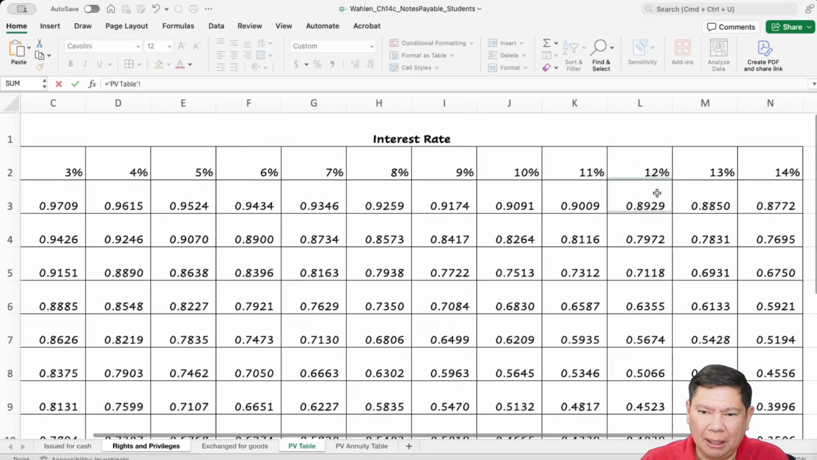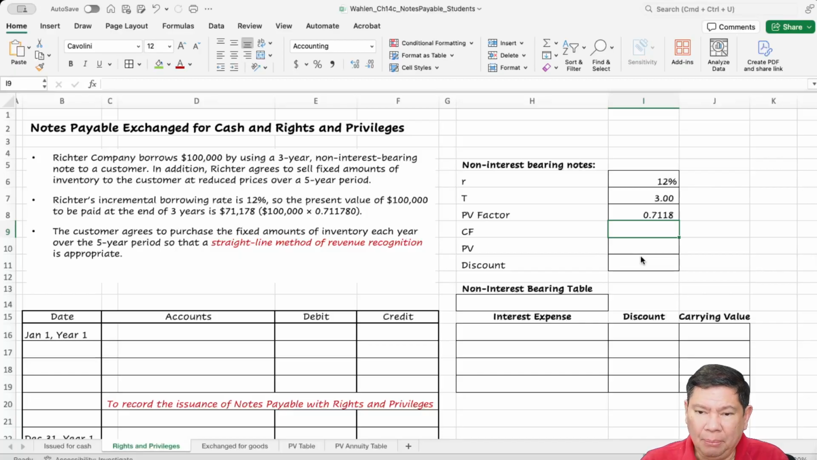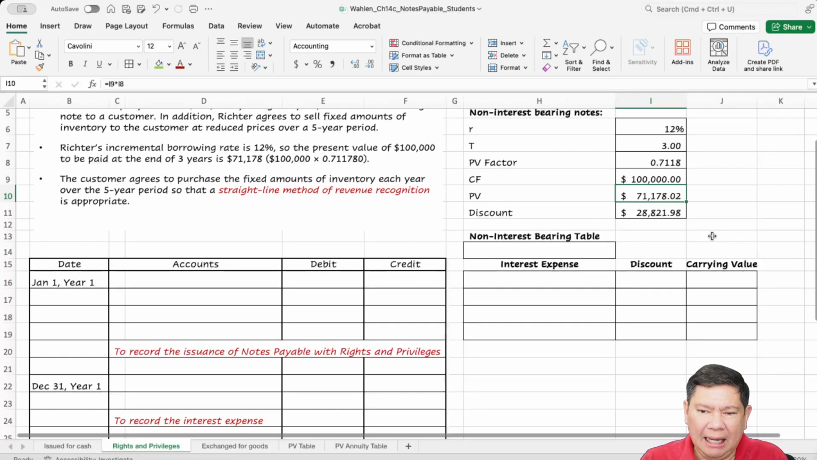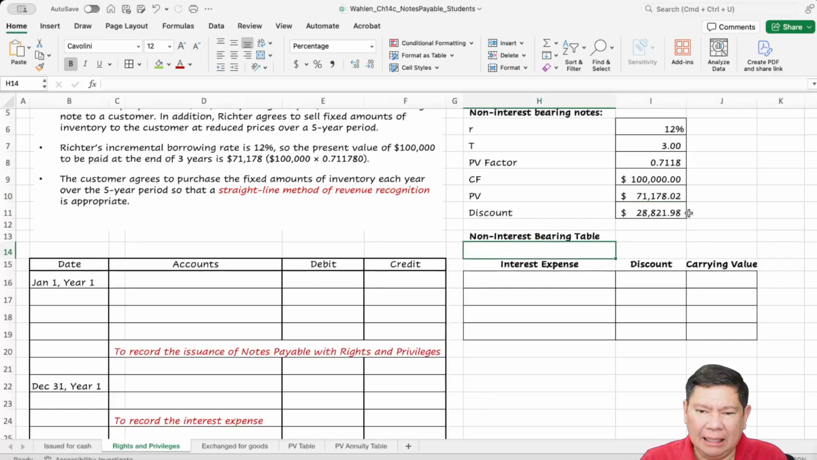Okay, so let's see here, 12% interest, T is 3 years, present value factor, if we get that from the table, 12% and 3 years is 0.7118, rounding. The cash flows will be 100,000. So the present value is going to be 71,178, rounding. And the discount is going to be the difference between the face value and the present value, 28,821.98.